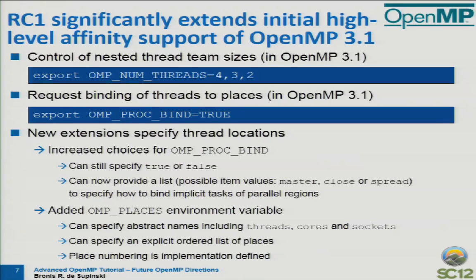And you can specify abstract names like threads, cores, and sockets, whatever they mean for the system you're running on. This is not defined, right? So this can be something like a true socket in the system. It can also be just a part of the socket. It's up to the implementation to define that, because it doesn't make sense to speak about sockets in any system on this planet, right?